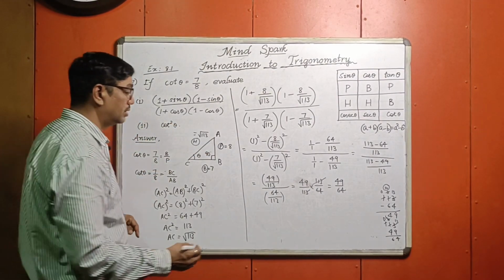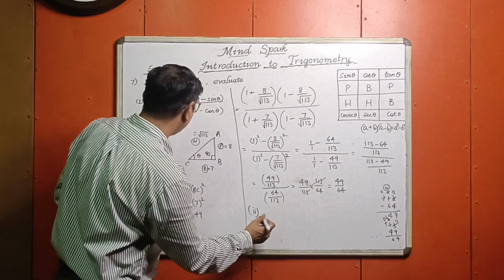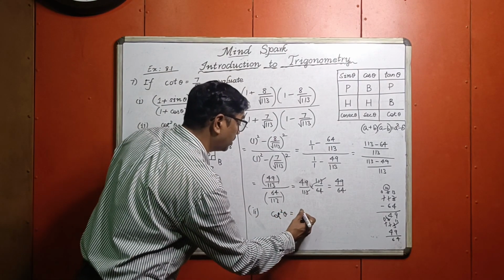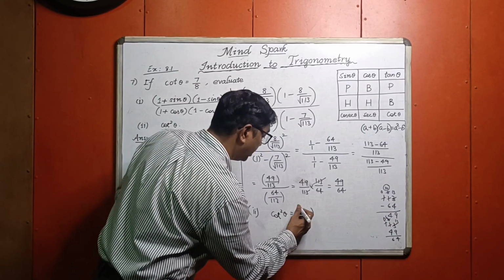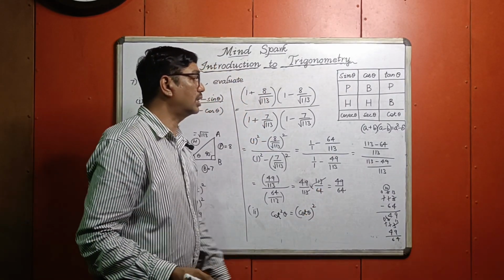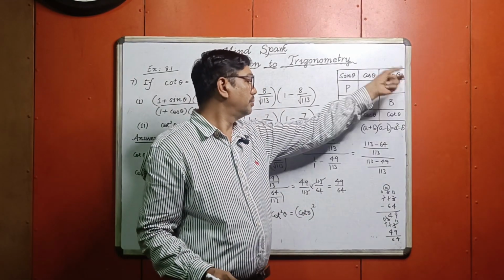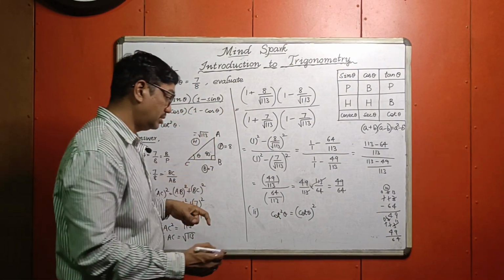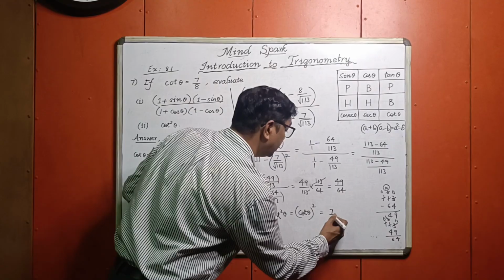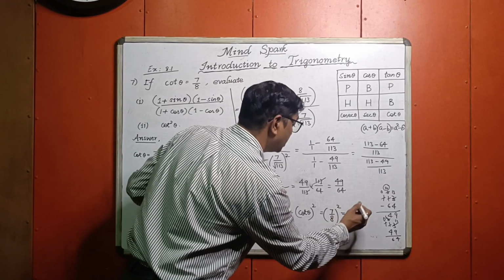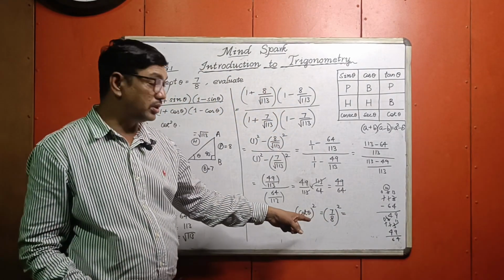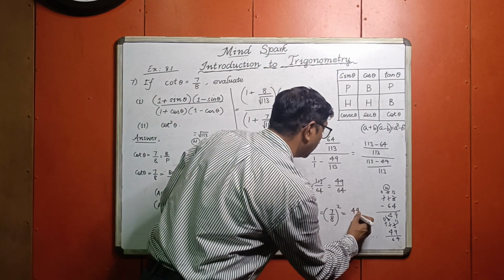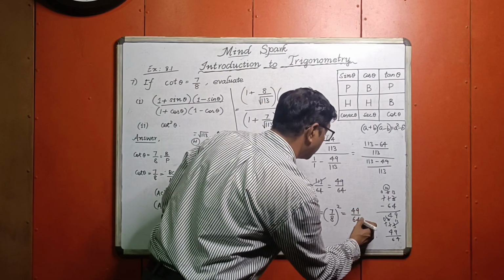Similarly, the second part. What is the second part? The second part is cot square theta. What is cot square theta equal to? It is nothing but cot theta the whole square. What is cot theta? You can see the table, base by perpendicular, that is 7 by 8. So you can write 7 by 8 the whole square. The square belongs to numerator as well as the denominator. 7 square is 49, and 8 square is 64.